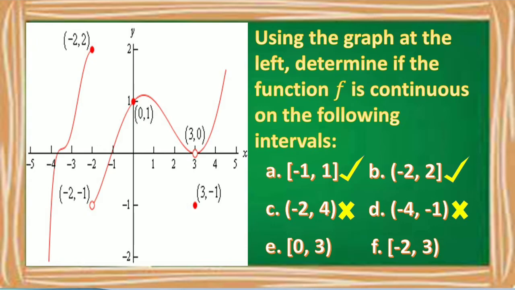Let's have letter E. The interval is from 0 to less than 3. A check, because the graph is continuous on this interval. Let's have letter F. The interval is from -2 to less than 3. Wrong, because the graph does not contain -2.